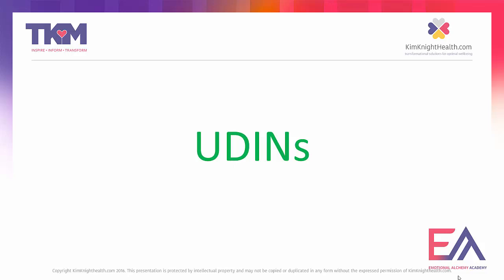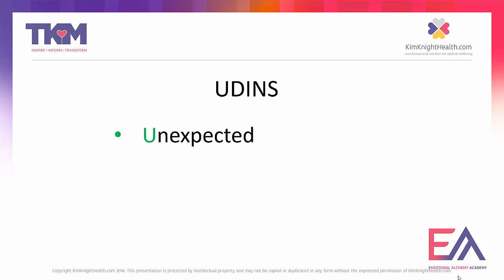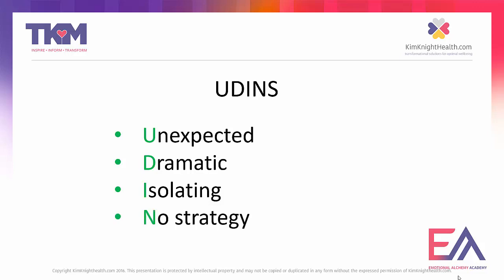Now, the really fascinating thing, and this is where we get to the useful part of this presentation, is what we call UDINs, or UDIN moments, and understanding what a UDIN moment is and how to navigate it. So a UDIN is an acronym for an unexpected event which comes out of the blue, which is dramatic. It's isolating because we feel isolated. And in the moment that it happens, we don't have a strategy. This is what is called a UDIN moment, an unexpected, dramatic, isolating, no strategy event.